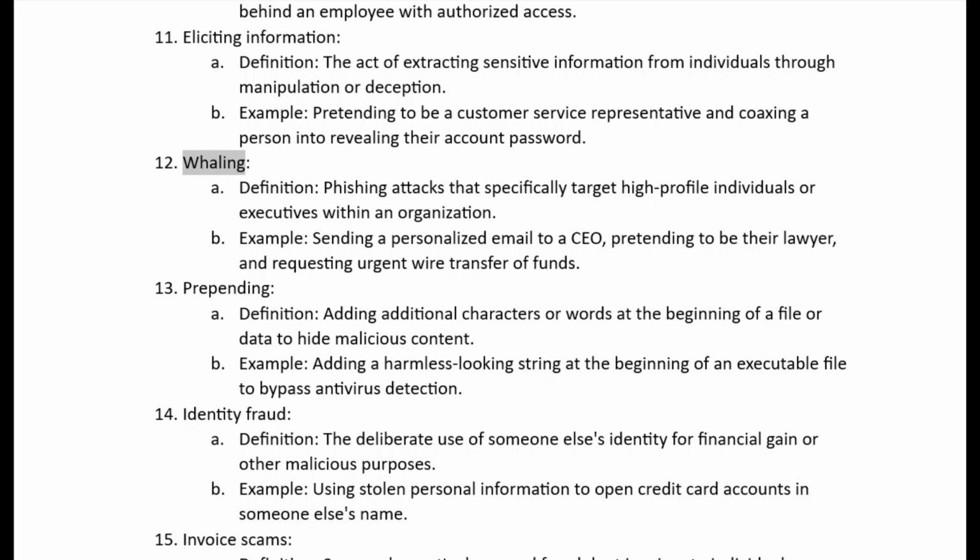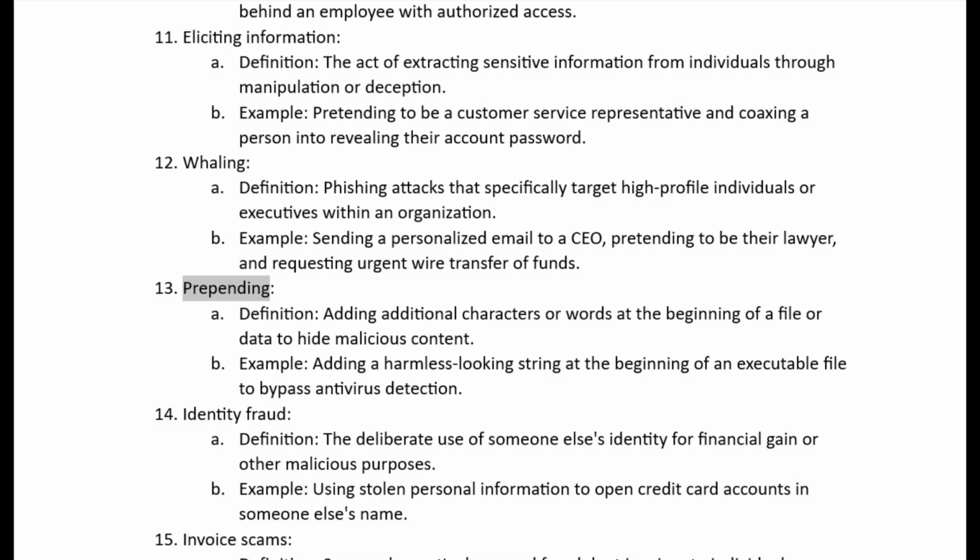Whaling. Definition: phishing attacks that specifically target high-profile individuals or executives within an organization. Example: sending a personalized email to a CEO, pretending to be their lawyer, and requesting urgent wire transfer of funds.